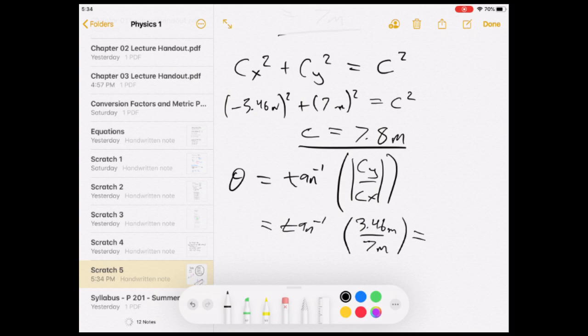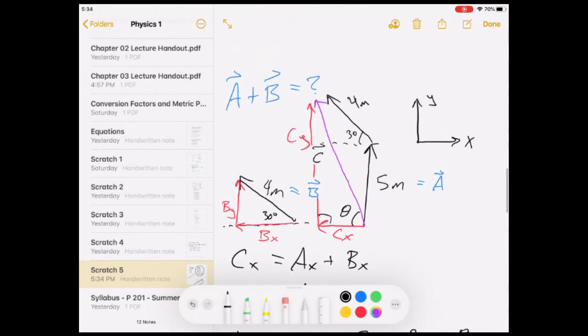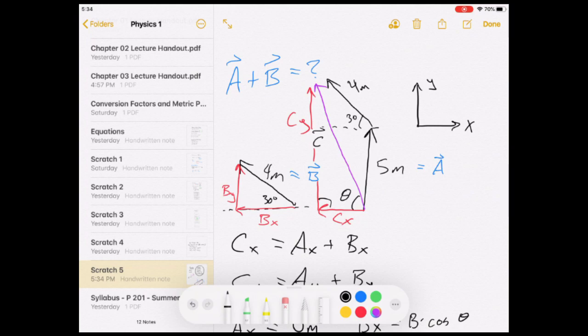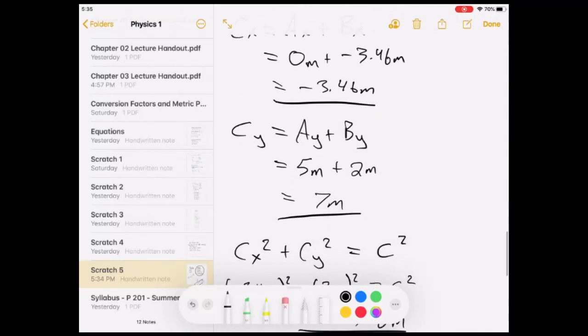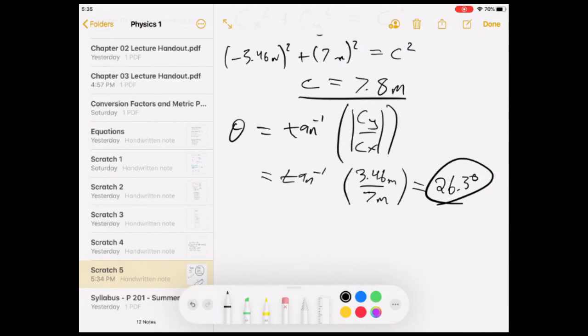What I get when I plug that into my calculator, let's see. I get 26.3 degrees. And that is wrong. Ooh, yeah. So this is a good reason that we gut check our answers, right? Because this looks like it's bigger than 45 degrees. It does not look like 26 degrees. What did I do wrong? I inverted these. I reversed my y and my x.